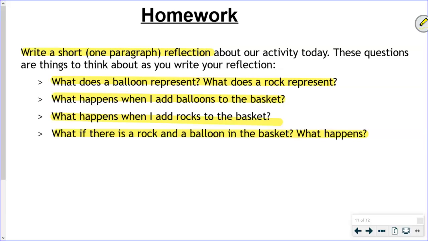Where can you write that paragraph? The back of your packet is a completely blank page. Please turn to the blank page on the back of your packet. That is a great place to write your reflection.